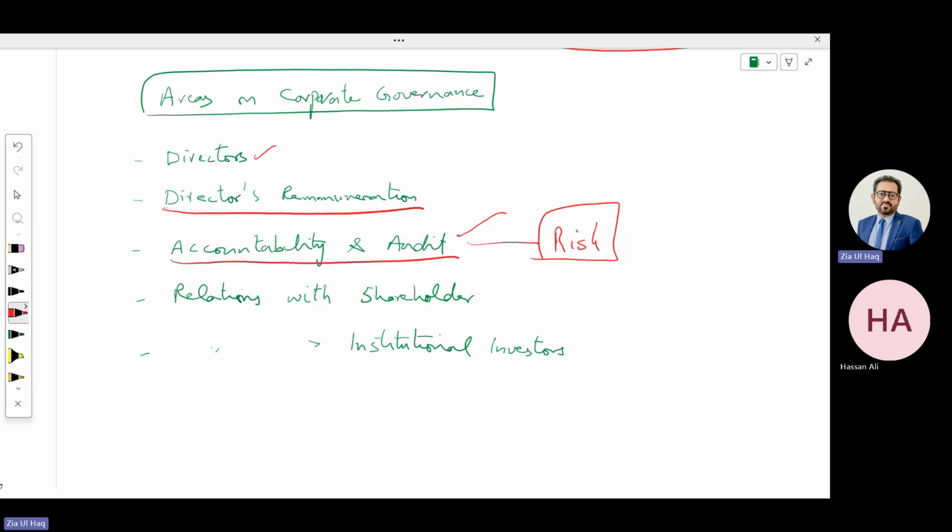There should be a risk committee whose role is to define a risk management strategy. And what is the risk management strategy? Those are codes relating to accountability and audit. But we will discuss in more detail in future.